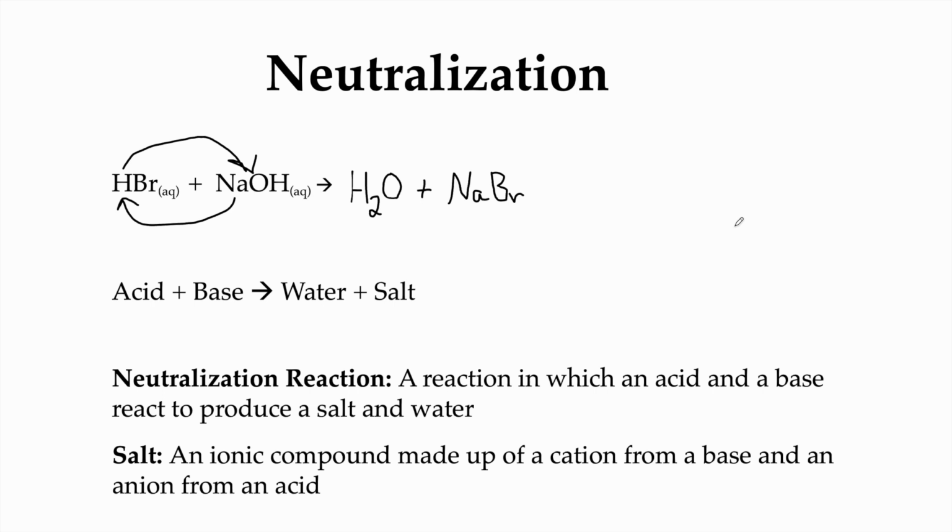So again, neutralization reactions are one in which an acid and base react together to produce ionic salt and water. And when we're talking about the salt produced in a neutralization reaction, we're talking about an ionic compound made up of the cation from the base and the anion from the acid. So again, neutralization is essentially a double replacement reaction where one of the products is water.